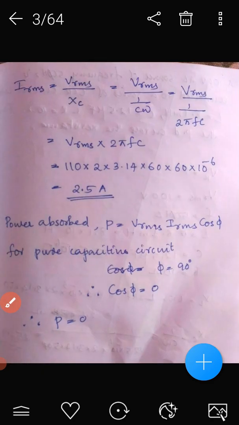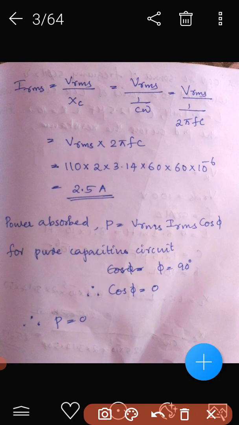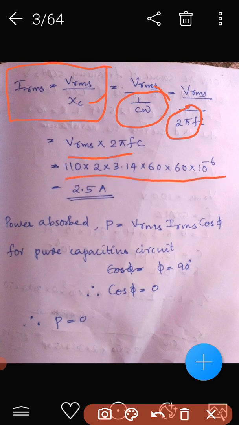Then we can find the value of IRMS using the equation VRMS by XC, where XC is the resistance offered by the capacitor, that is the capacitive reactance, and the capacitive reactance is 1 by C omega. We can put omega as 2 pi F. So VRMS by 1 by 2 pi FC, that is VRMS into 2 pi FC. Then we put the values of these quantities, and we will get 2.5 ampere as the value of IRMS.